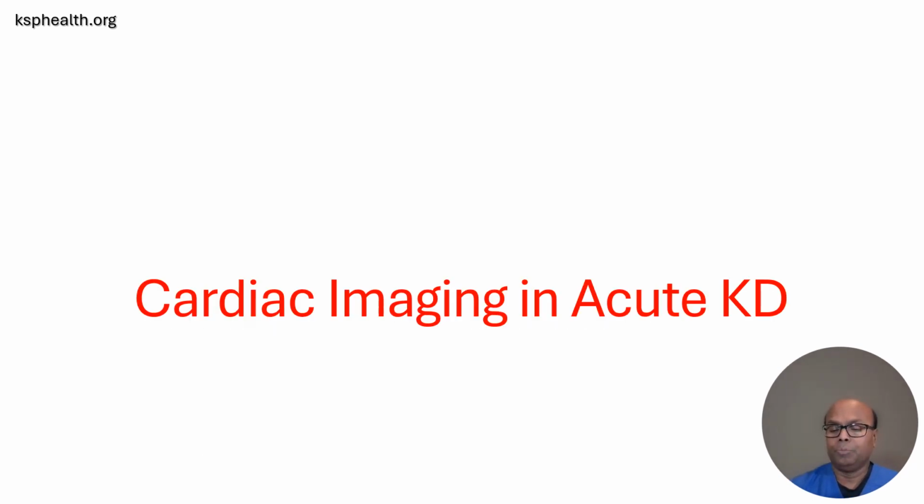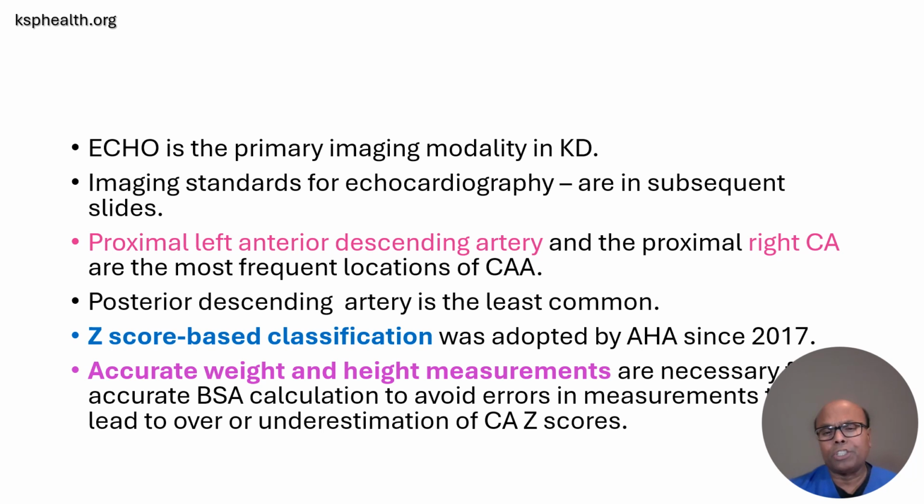Cardiac imaging in acute Kawasaki. Echo is the primary imaging modality in Kawasaki disease. Imaging with echocardiography has been given in a detailed manner in the 2024 AHA guidelines, and I'm going to show you in subsequent slides. The proximal LAD and right CA are the most frequent locations for coronary artery aneurysms. The posterior descending artery is the least common.